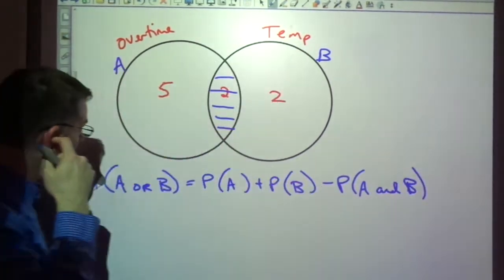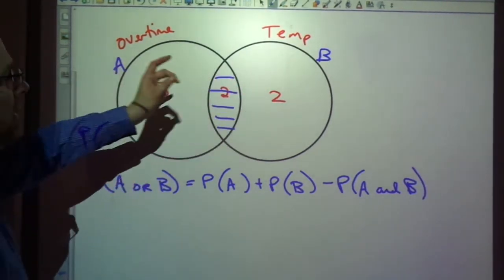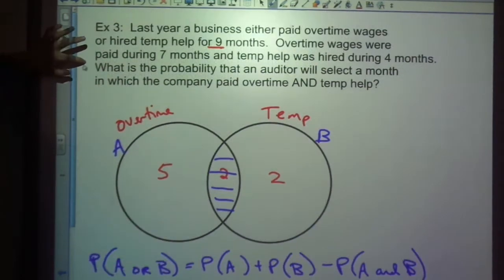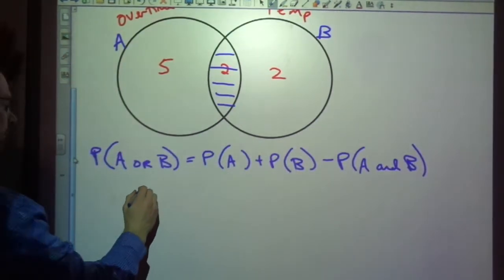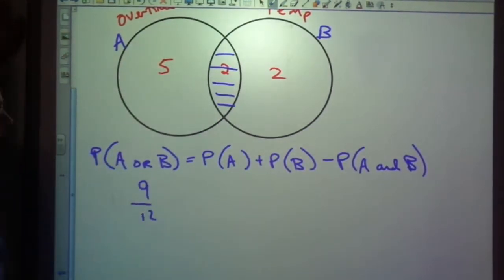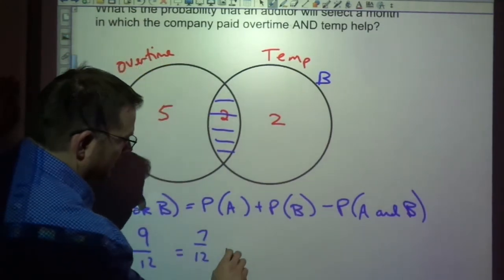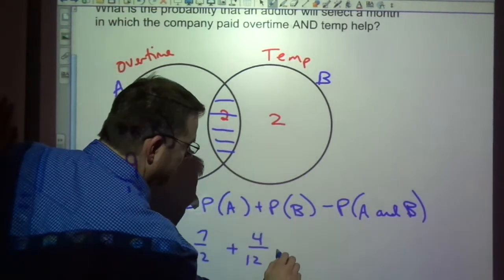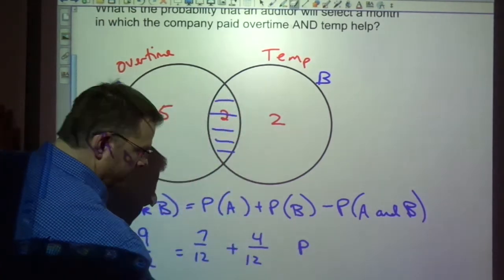That's the overlap. So if I was just trying to figure this out, and I kind of reasoned my way through it and guessed and checked a little bit, but if I was just trying to figure this out, A or B is the total of 9 months, right? So this is 9 out of the 12 months. The probability of A is the probability of getting overtime, and there were 7 months they got overtime help, and there were 4 months they got temp help, plus, or minus, sorry, this is what I don't know.